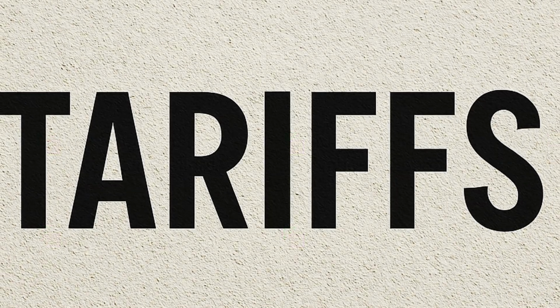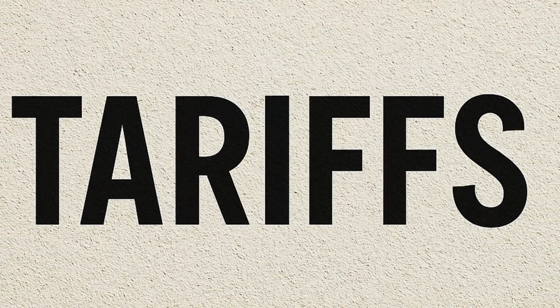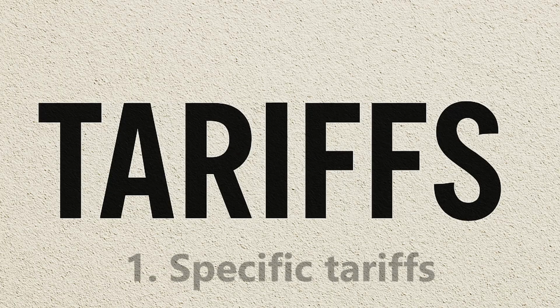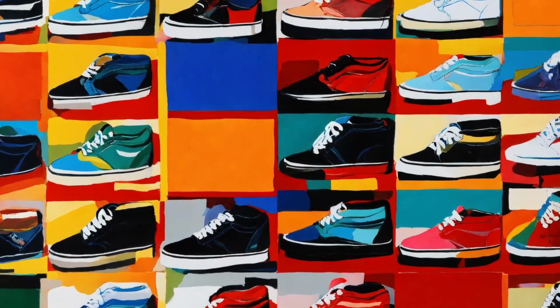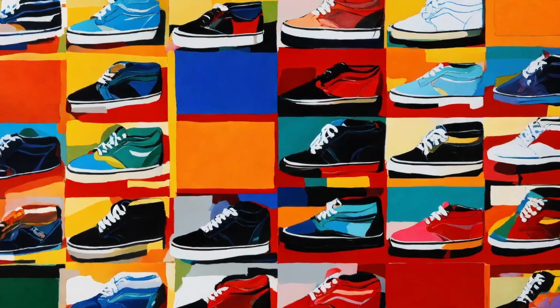Now, let's quickly break down the four main types of tariffs without making your brain melt. 1. Specific tariffs. A specific tariff is levied on a product irrespective of its value. For example, a country can levy rupees 15 on a pair of shoes but rupees 100 on a single jacket.